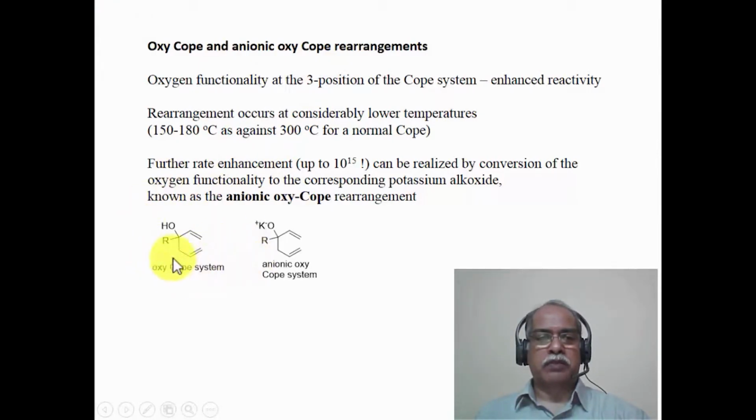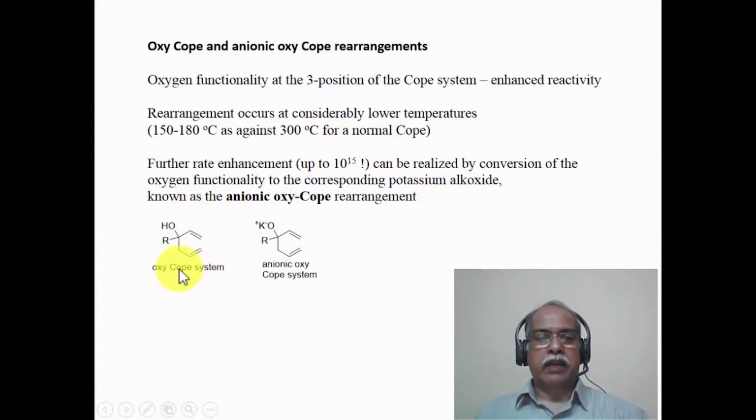So this is an oxy-Cope system where the oxygen functionality is introduced in the 3rd position of the hexa-1,5-diene system. The rearrangement occurs considerably at a lower temperature, around 150 to 180 degrees centigrade, as against the 250 to 300 degrees Celsius for the normal Cope rearrangement. This can be realized by conversion of the oxygen functionality to the corresponding alkoxide in the form of the anionic oxy-Cope system. The anionic oxy-Cope system is nothing but the anion of the hydroxy functional group generated by treatment of this alcohol with a base.